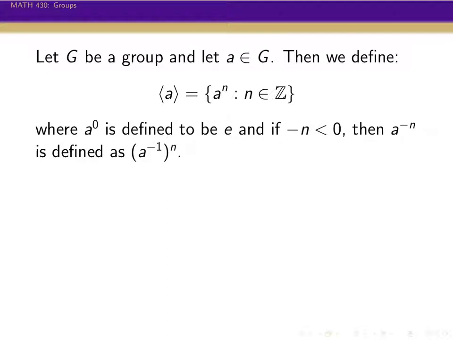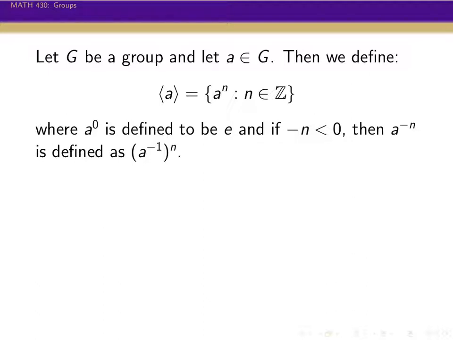Okay, so let G be a group. We're going to take some element A of this. Then a special set that we're going to think about a lot, which we're going to call angle brackets A, is the set of all the integer powers of A. Again, we're thinking about the operation of the group as multiplication, so this is all the different ways you can apply A to itself.